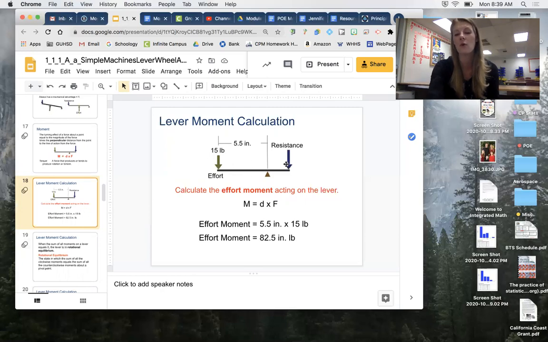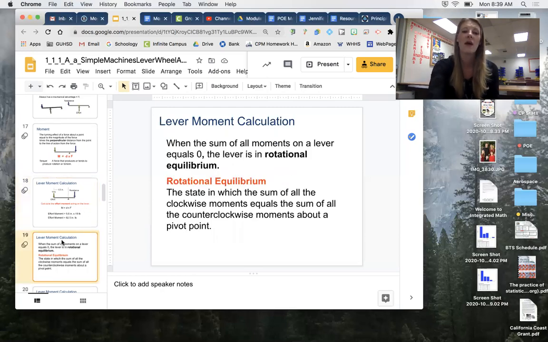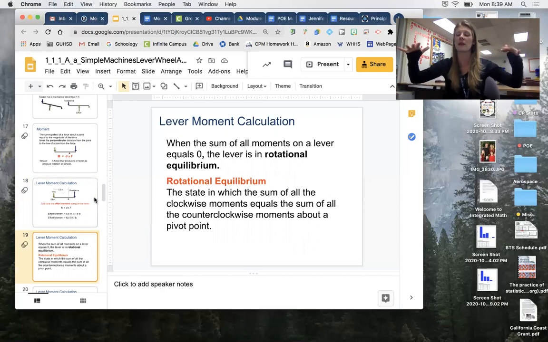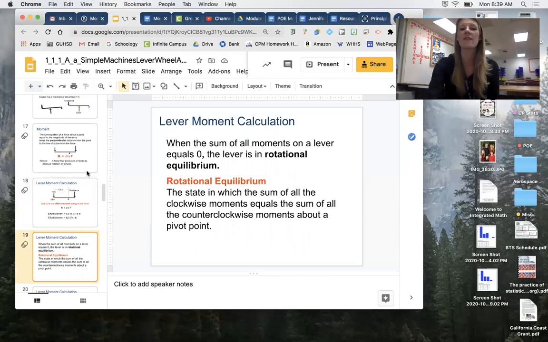We need to also talk about the resistance. And again, this is the idea of static equilibrium. Static equilibrium means we're trying to balance these weights so that we're not spinning in motion. We don't have rotational equilibrium if it's unbalanced.